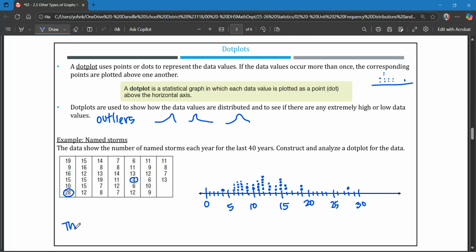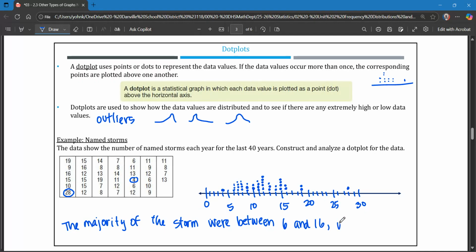So we could say that the majority of the storms, because that's what we're talking about, were between 6 and 16, and there is one possible outlier over there at the 28. Possible outlier of 28 storms. Okay, that's a dot plot.